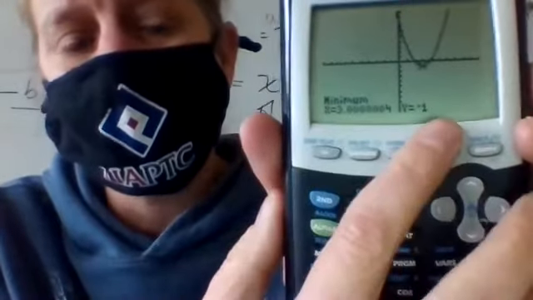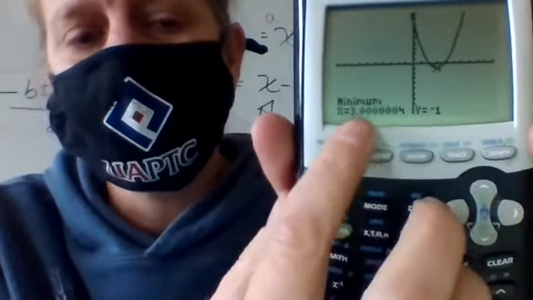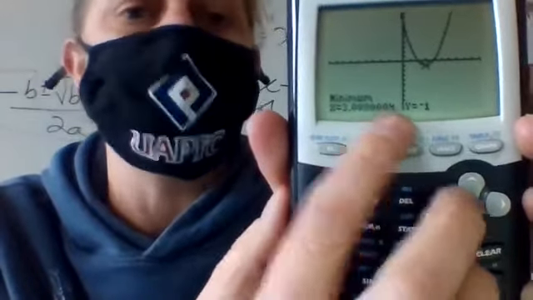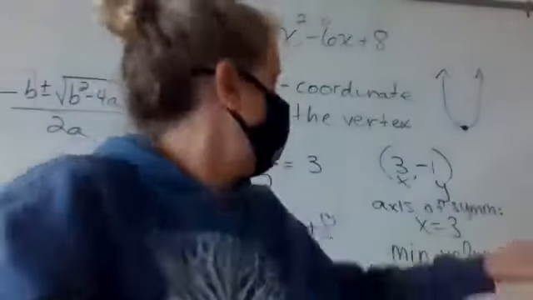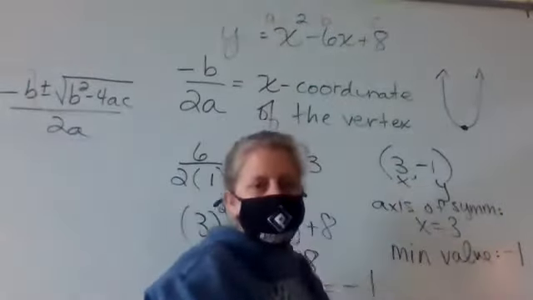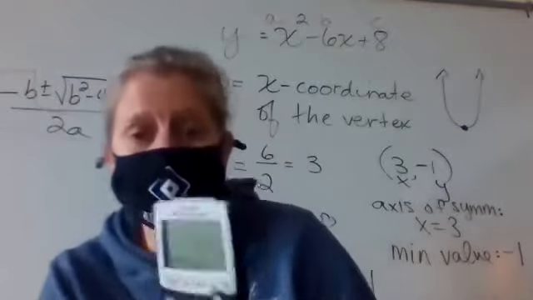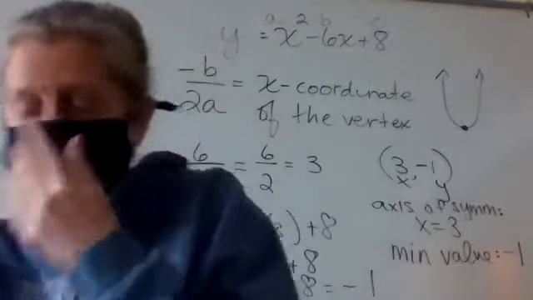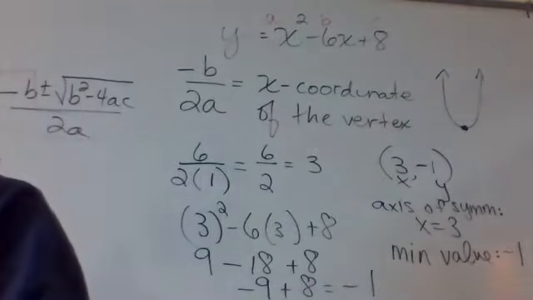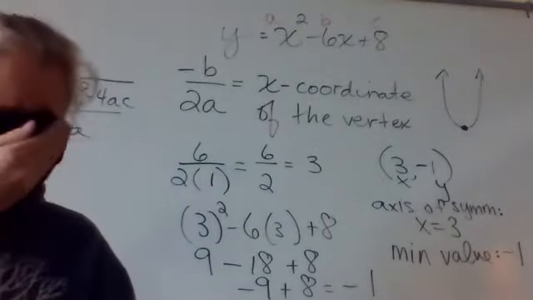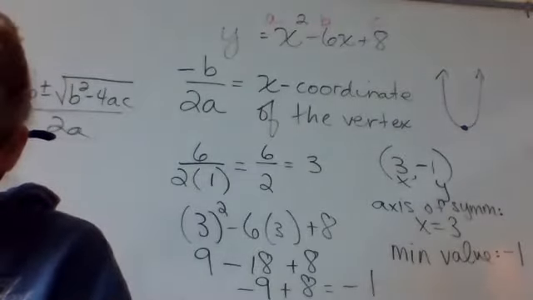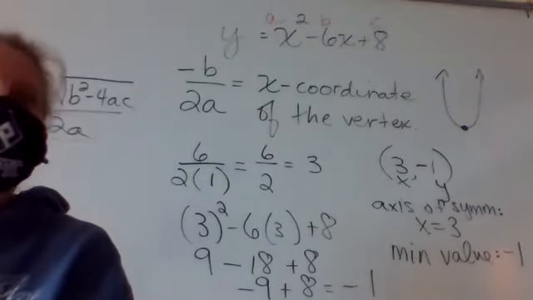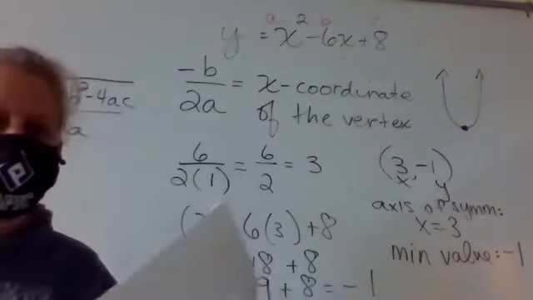3, negative 1. Okay? This 3.000004 just means the same thing as 3. So it's at 3, negative 1, just like we found. Okay? So I'm going to use this method for the rest of the problems because we don't have time to do both methods. And that way, it can also get you practice. And then you're going to have to graph it in MATLAB.